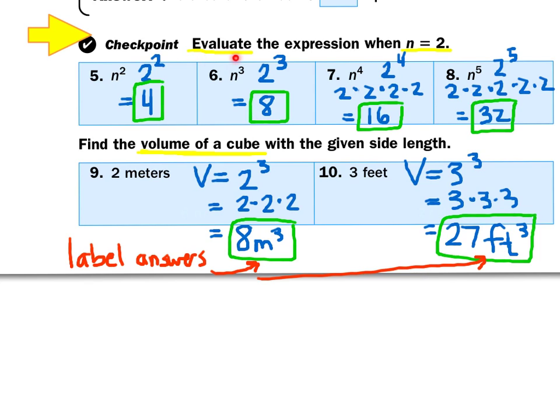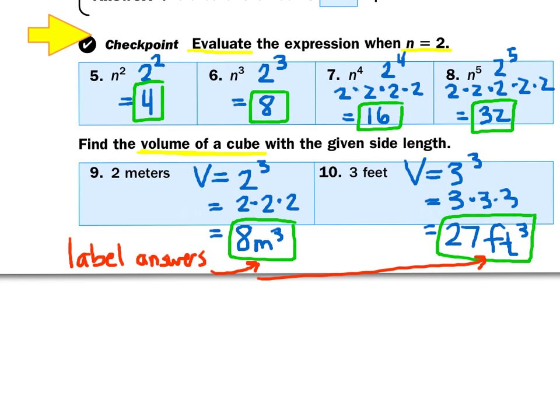Okay, so the checkpoint, evaluate the expression when n equals 2. So they give us n squared. So I just plug a 2 in here, so 2 to the 2nd power is 4. Look at number 6, it's n cubed. So I plug in the 2, 2 to the 3rd power means 2 times 2 times 2, and that would give me 8.